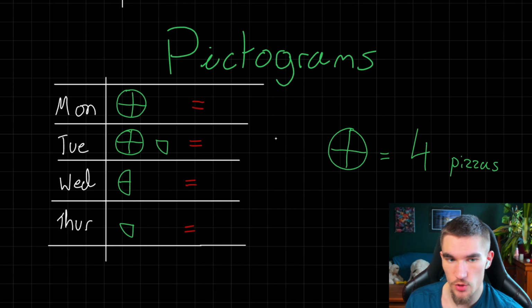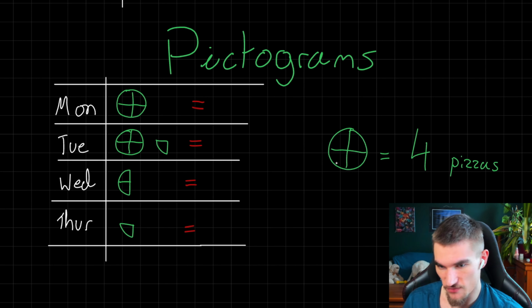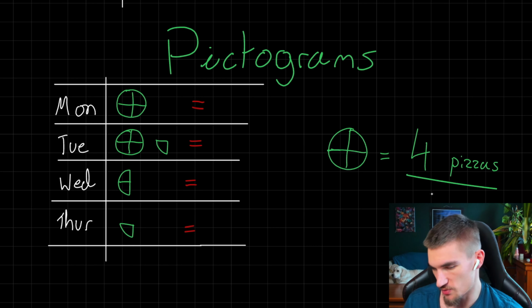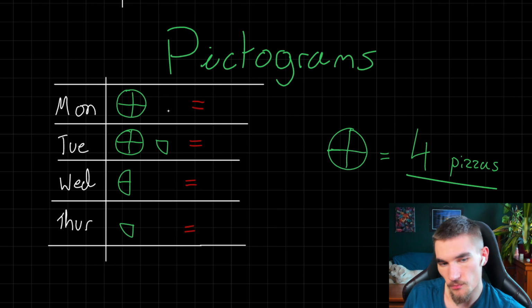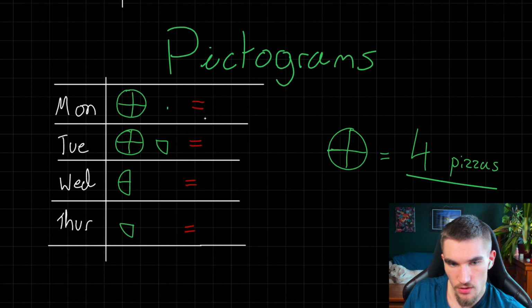Pictograms is just a way to represent some data using pictures. For example, let's say I have this circle with 4 quarters and this equals 4 pizzas. So one circle like that represents 4 pizzas. So on Monday, let's say I had 4 pizzas, right?